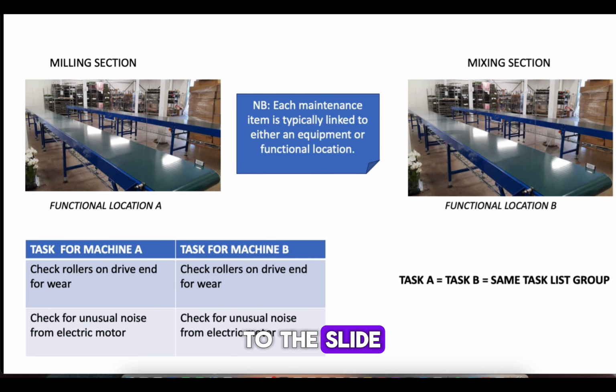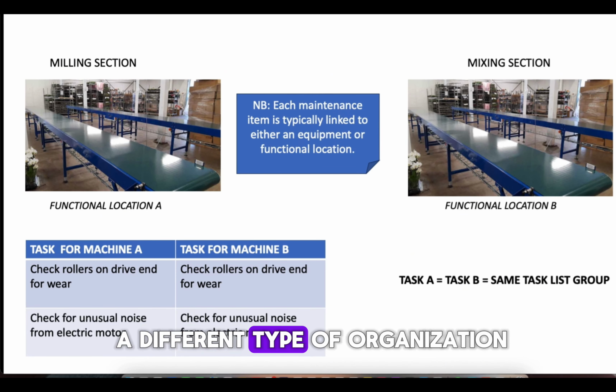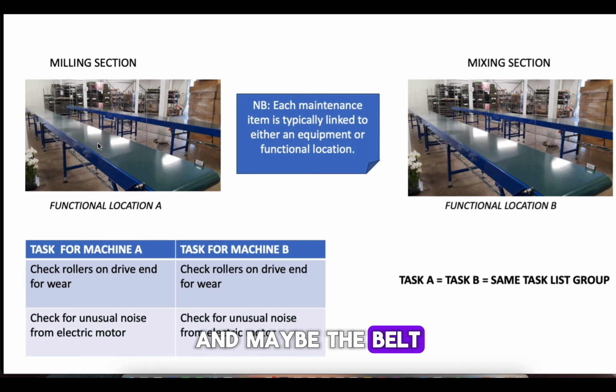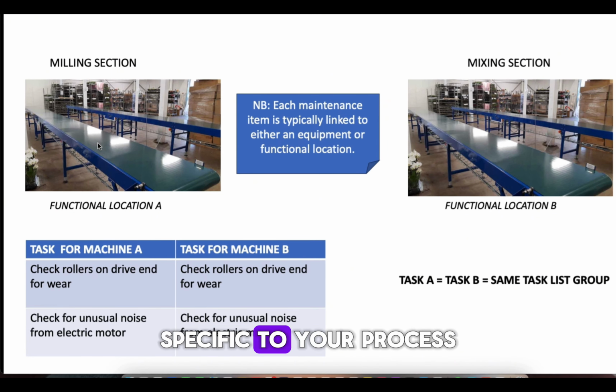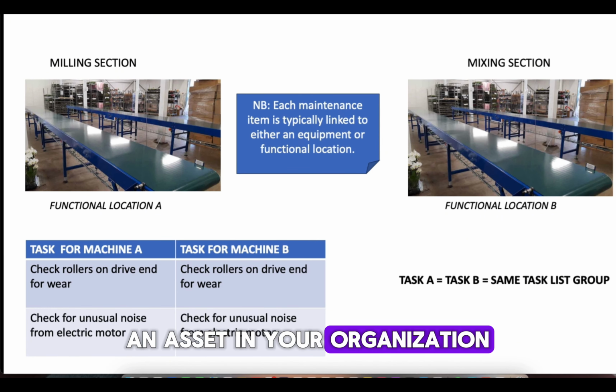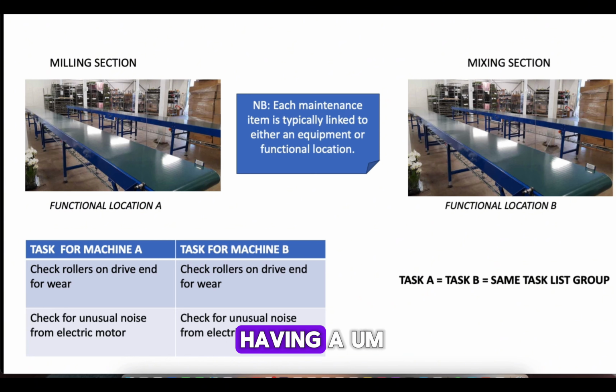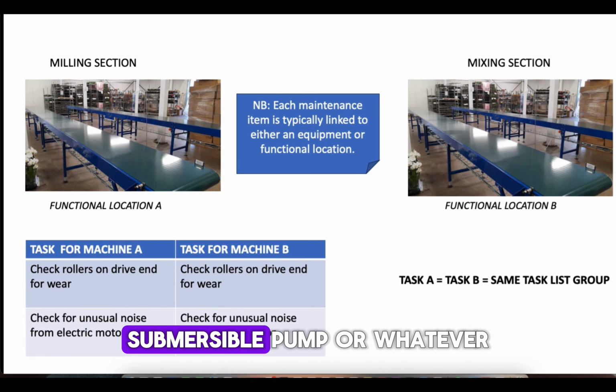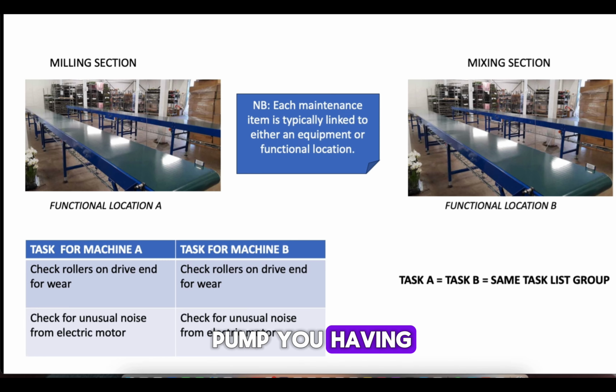So let's go straight to the slide. Now in my slide, I have a picture of a belt conveyor. Not to worry if you work in a different type of organization and maybe the belt conveyor is not specific to your process. I just want you to imagine that there is an asset in your organization that is the same thing. So if you're having a submersible pump or whatever pump, you're having two of that kind of pump, but located in different places. But for the sake of this tutorial, I'm going to be using a belt conveyor.